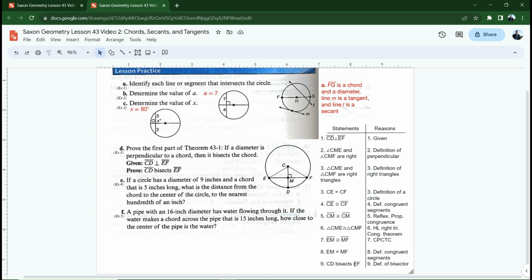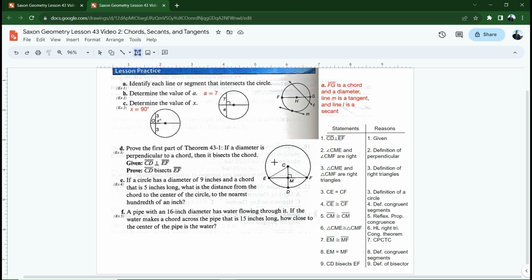Now, let's consider an actual problem that we need to do some work with. If a circle has a diameter 9 inches and a chord that is 5 inches long, what is the distance from the chord to the center of the circle to the nearest hundredth of an inch? Let's use, for E and F, this diagram as if it's a diagram for these two problems. So a circle has a diameter of 9 inches. Well, if it has a diameter of 9 inches, that means it has a radius of 4.5 inches.